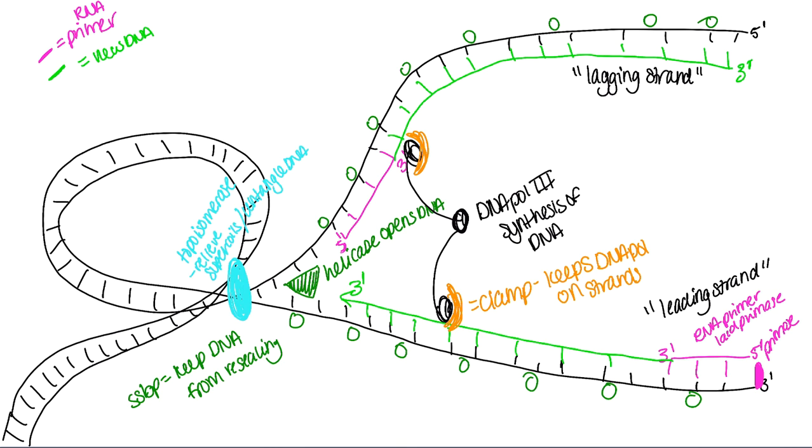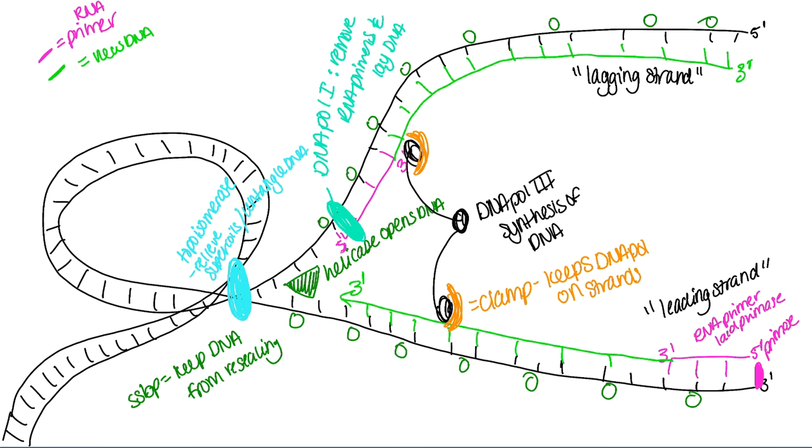So let's now return back to our primers here. Our primers are RNA. We need our new DNA to be all DNA. We don't want a mix of DNA and RNA. So we have another polymerase. Let's draw another little colorful protein here. This is going to be DNA Pol 1. DNA Pol 1 will remove the RNA primers and lay down DNA, so it'll fill it in with DNA.